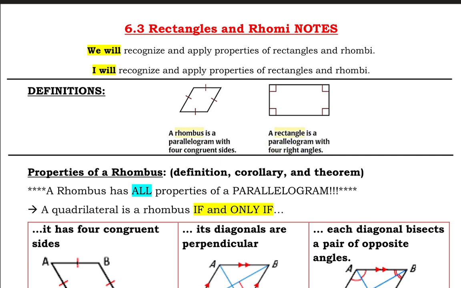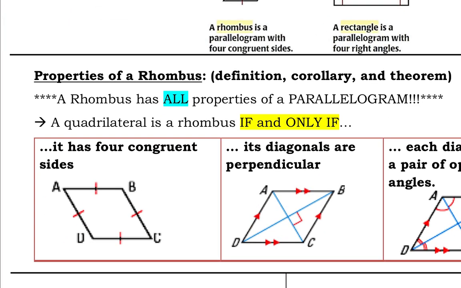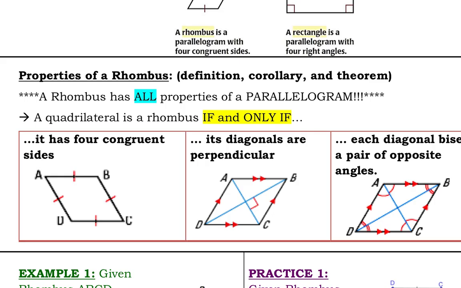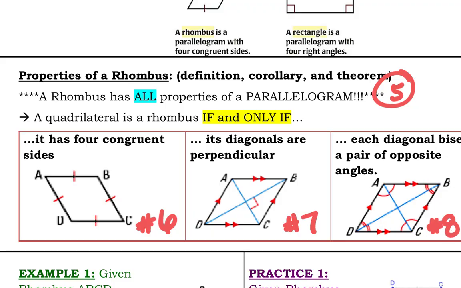These are also parallelograms, but more specifically, they have special properties that make them distinctly their specific shape. So from a parallelogram, it gets 5 properties. Number 6 is that all the sides are equal. So if it's a rhombus, automatically all the sides have to be the same. Number 7 says the diagonals are perpendicular. And number 8 states that the diagonals bisect a pair of opposite angles.